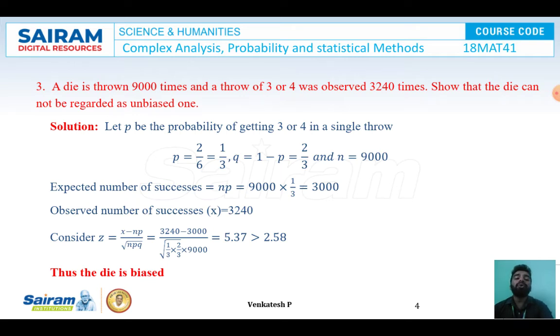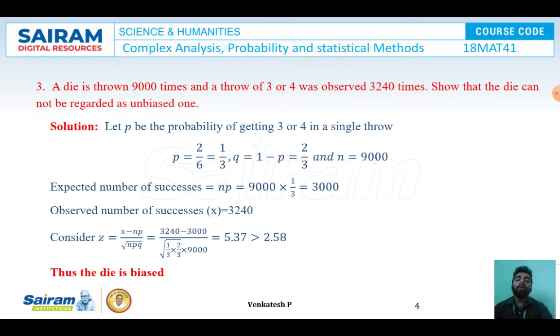And we have N is equal to 9000 trials here, because the die is thrown 9000 times. So N will be equal to 9000. Now I am going to calculate the expected number of successes. That is N into P out of 9000 outcomes. So 9000 into 1 by 3 will be equal to 3000 after simplification. Now I'm going to take the observed number of successes, 3240 times. So X will be equal to 3240, the observed number of getting the outcomes 3 and 4.